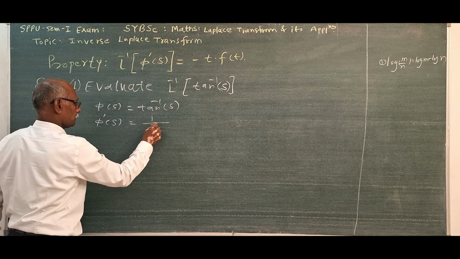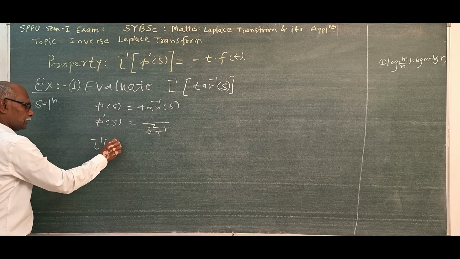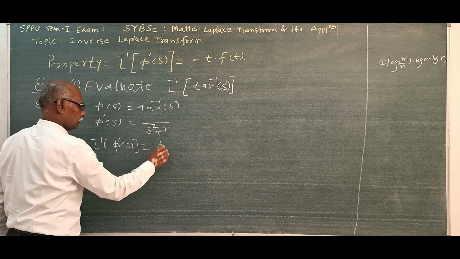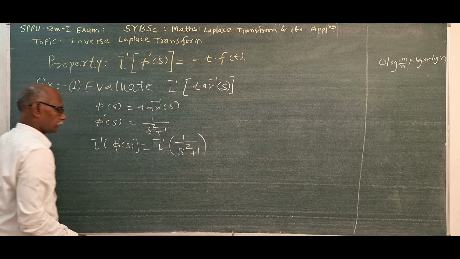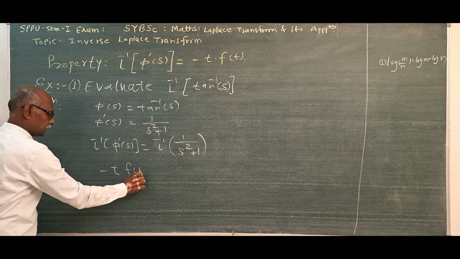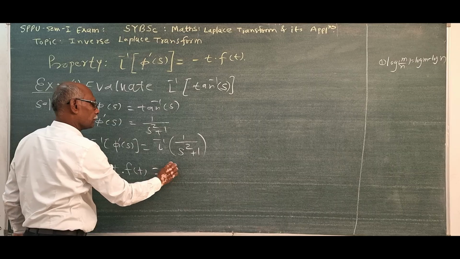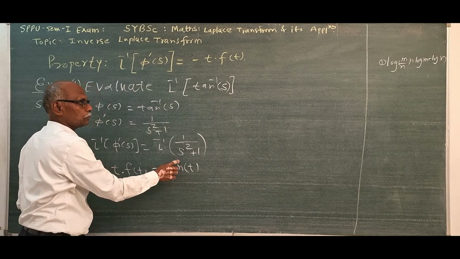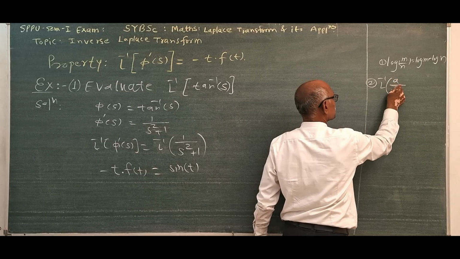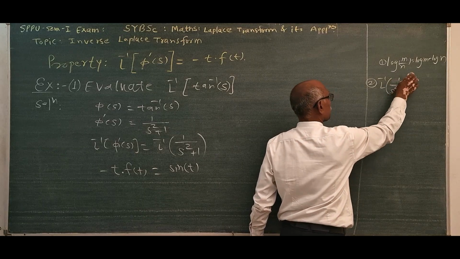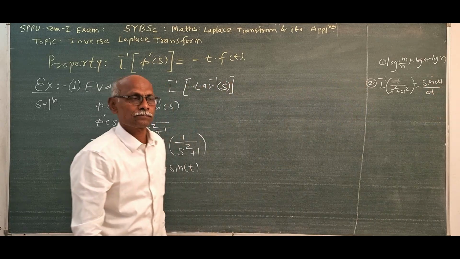Differentiating, we get 1 upon s square plus 1, and then we take the inverse Laplace transform. So inverse of phi dash is equal to L inverse of 1 upon s square plus 1. So this is replaced by minus t f of t as before. This formula is used here, and this is the standard formula for sin t. This is very important, see what is basic. Basic is the inverse Laplace of 1 upon s square plus a square is sin at by a. This is the inverse Laplace formula.